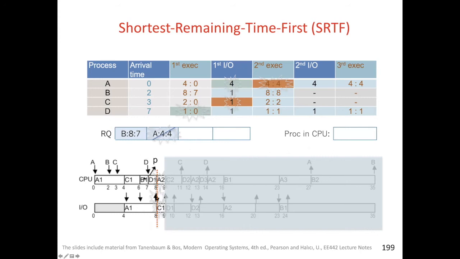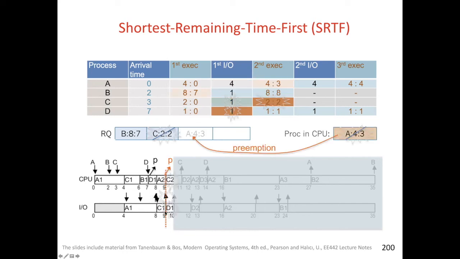At time 8, the preemption of process B is shown by this arrow at this point. This shows that there is a preemption here. At time 8, process D finishes its first execution. It goes to the I/O device queue and process A enters the ready queue. For the I/O device, the first one in the queue is process C, so it starts its I/O operation. In the ready queue, the shortest one is process A, so process A is chosen for execution. It starts its second execution.